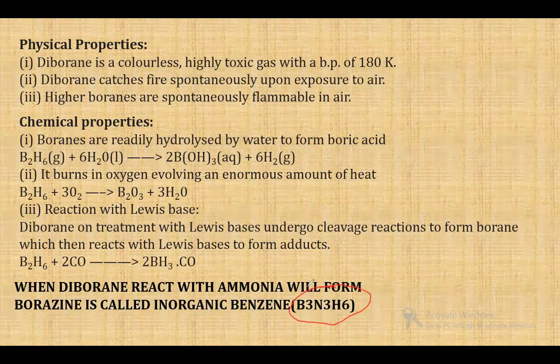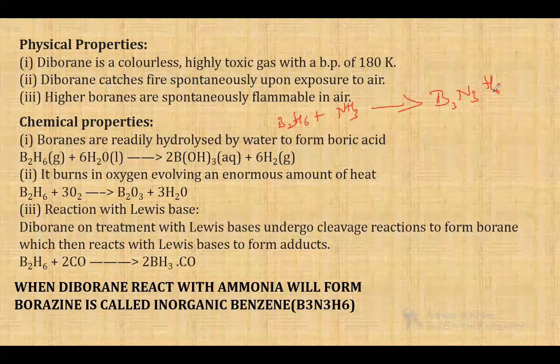When B2H6 is treated with ammonia, NH3, upon heating a diammoniated diborane intermediate forms, and finally we get B3N3H6 with the liberation of hydrogen gas, H2. So this is called inorganic benzene. This is called borazole or borazine.